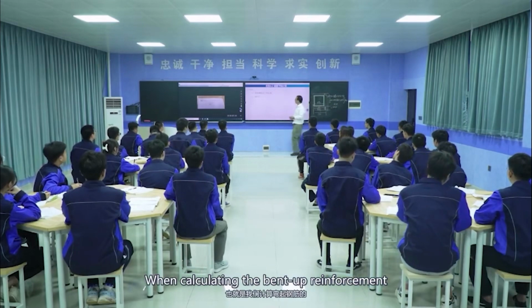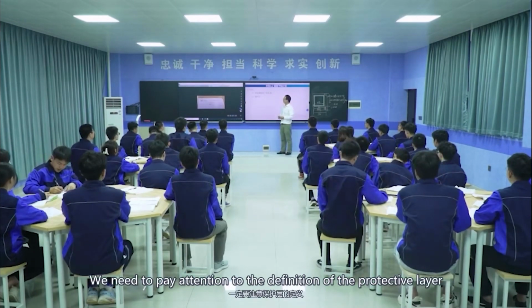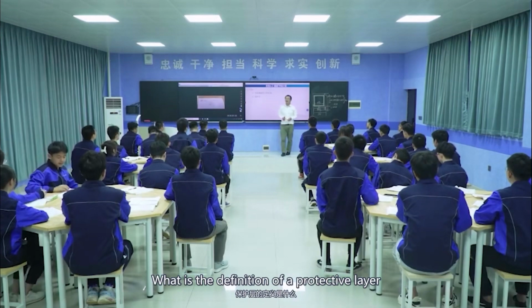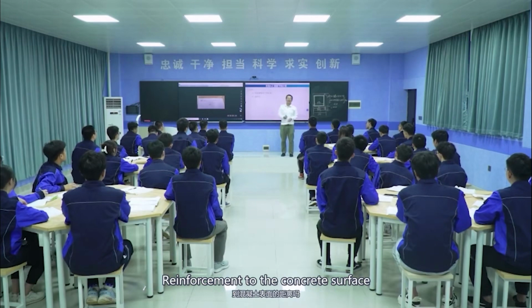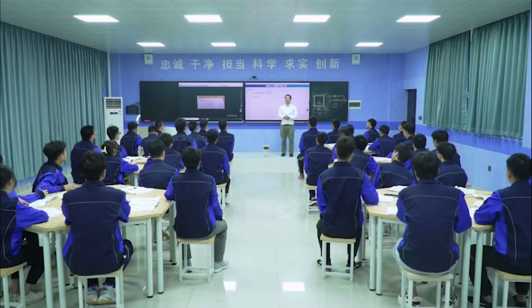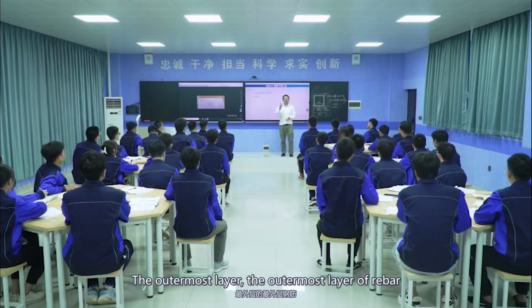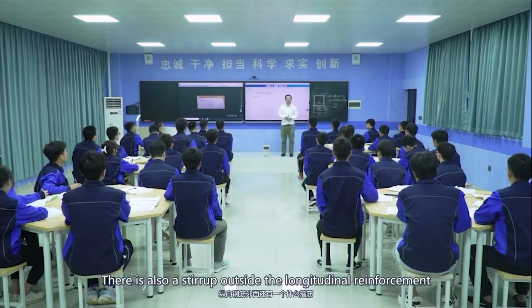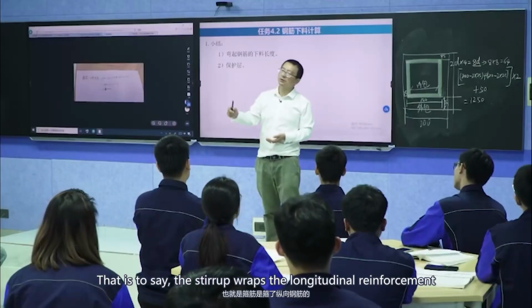When calculating the bent-up reinforcement, especially the horizontal projection, we need to pay attention to the definition of the protective layer. What is the definition of a protective layer? Is it the distance from the outer edge of the longitudinal reinforcement to the concrete surface? No. It is the outermost layer of rebar. Please note that it is not the longitudinal reinforcement. There is also a stirrup outside the longitudinal reinforcement. That is to say, the stirrup wraps the longitudinal reinforcement.